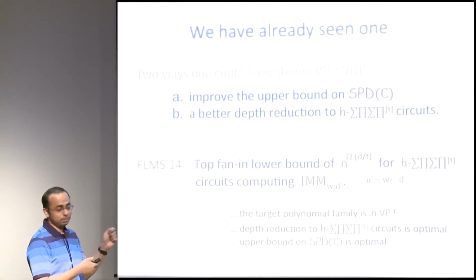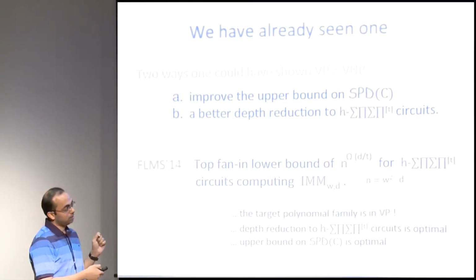It shows by an example that this particular family will need this, whatever the depth reduction actually gave you, a circuit of size n to the order d by t. And this one with an example is showing that this much is necessary. So this avenue is closed, and by what I explained in the last talk, even the other avenue, like improving the upper bound, is closed.